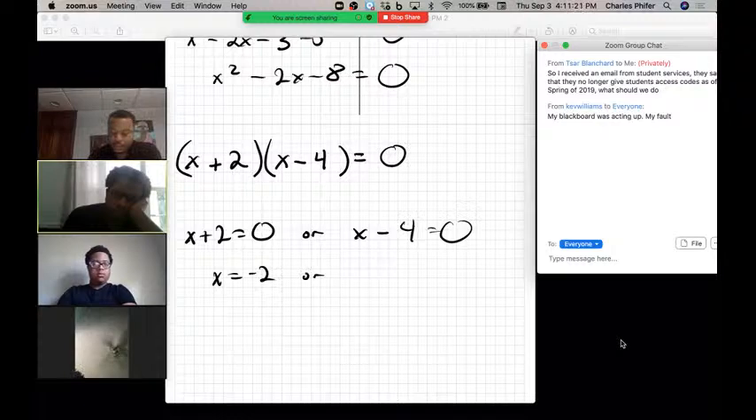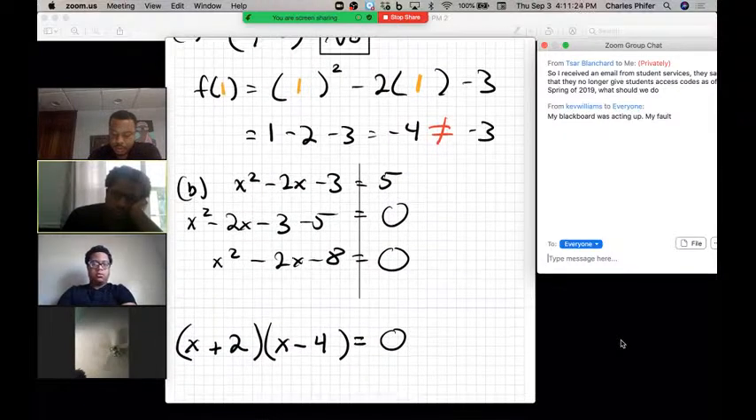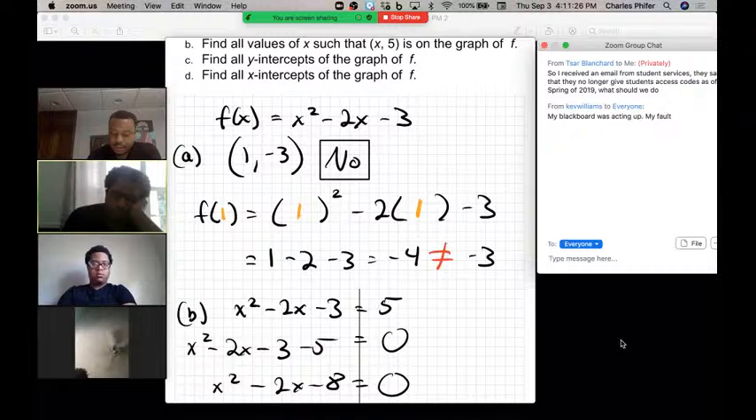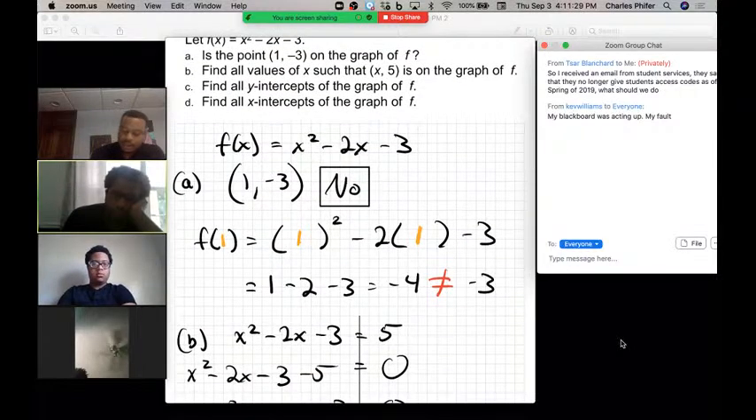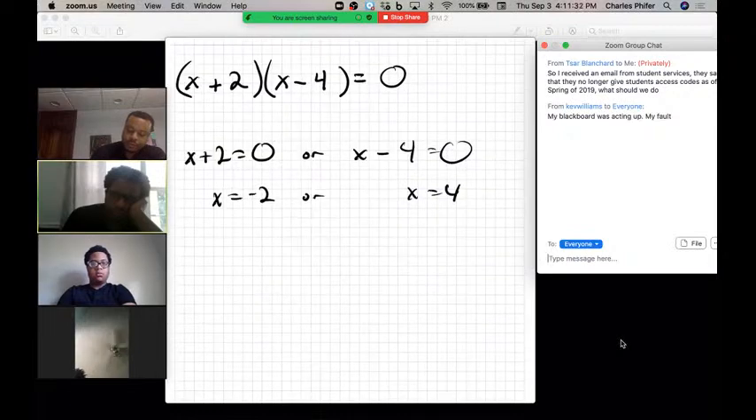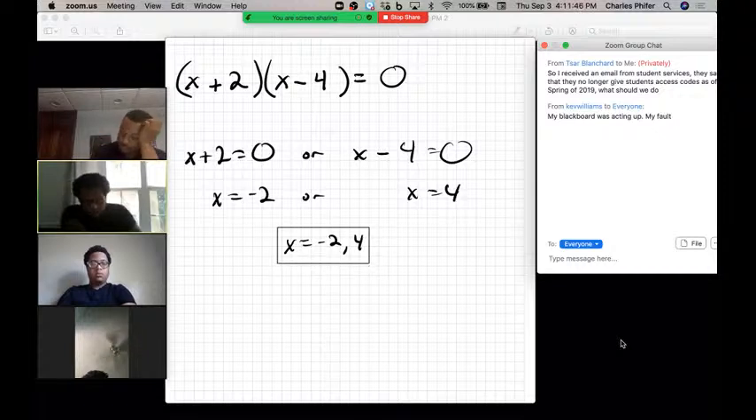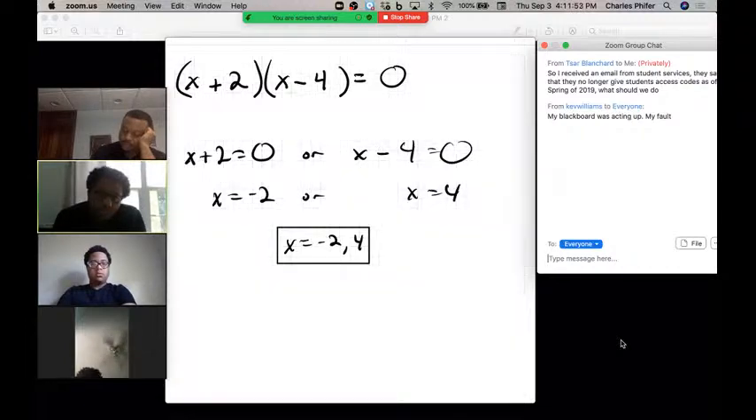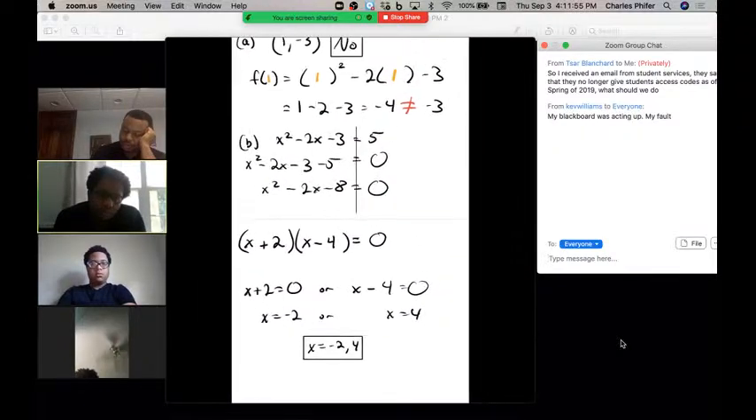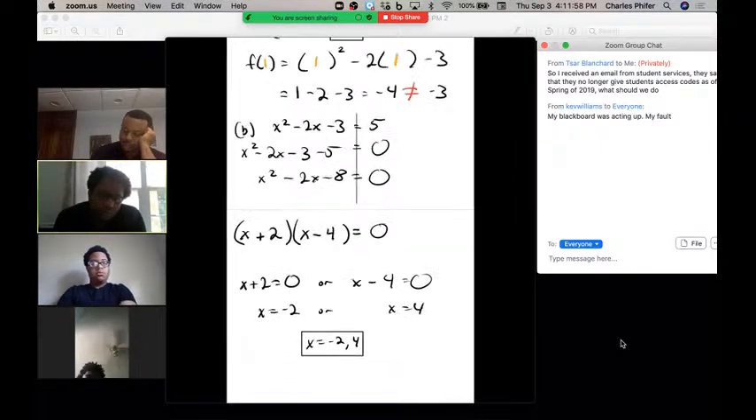Let's go back to the context of the original. Find all values of x. So then we get x equals -2 and 4. Okay, let's check this. What should be the case, if we plug these into the original, is they should both give us 5, right? So let's check it out. Maybe I jumped the gun a little bit there. This is what's pertinent to this, right?